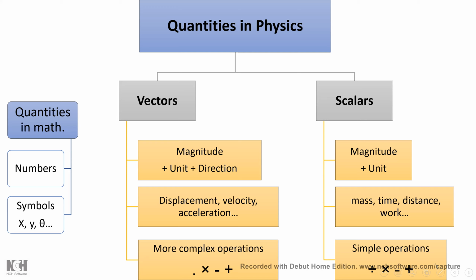And the operations for these quantities are simple. If we need to add 3 seconds to 4 seconds, it will be 7 seconds. If we need to multiply two quantities, it will be easy.